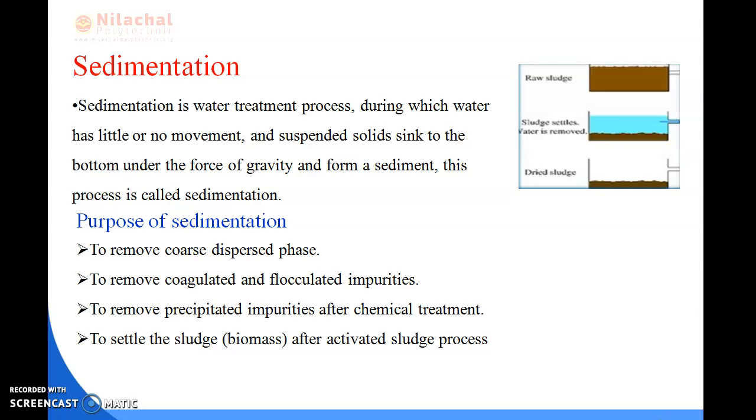As all of us know, sedimentation is one type of water treatment process in which, if the water contains suspended impurities of larger size, then it is economical to remove them by preliminary sedimentation. And what is the purpose of sedimentation? To remove the coarse dispersed phase, to remove the coagulated and flocculated impurities, to remove the precipitated impurities after the chemical treatment, and to settle the sludge after the activated sludge process.